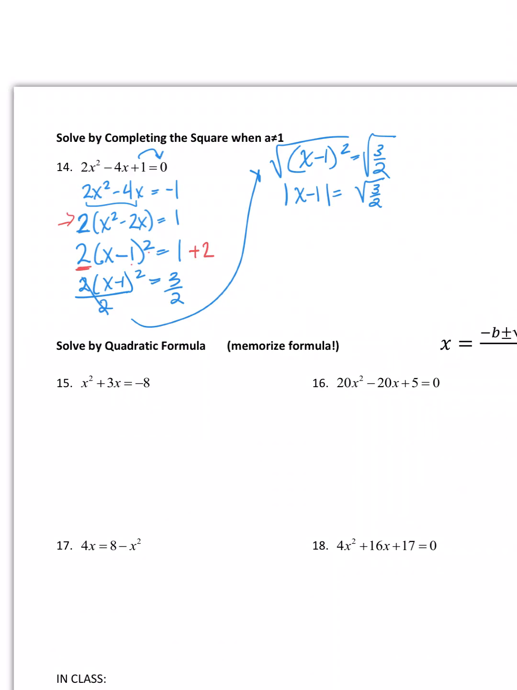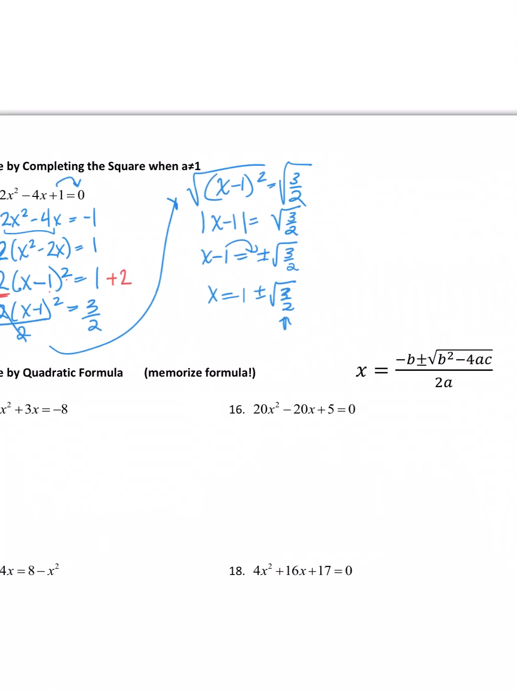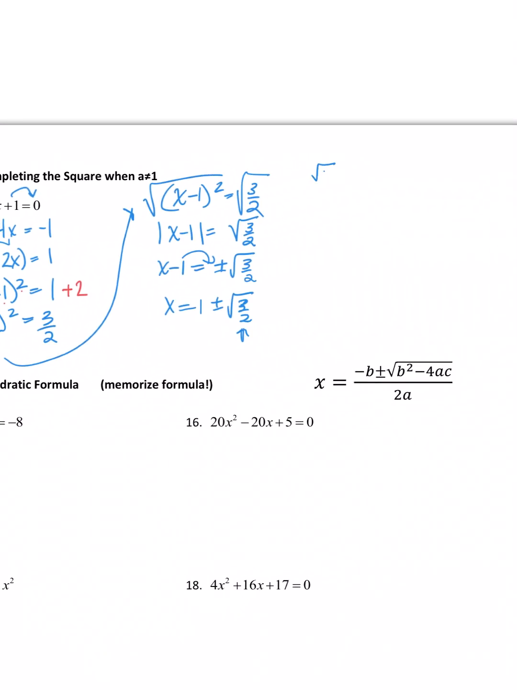And then, now I want to drop the absolute value bars by doing plus or minus the square root of 3 over 2. Move the 1 over. Now, you can't leave your answer like this. Hopefully you remember you can't leave a square root in the denominator. So remember, the square root of 3 over 2 is like the square root of 3 over the square root of 2. And you can't leave a radical in the denominator. So we have to rationalize it.